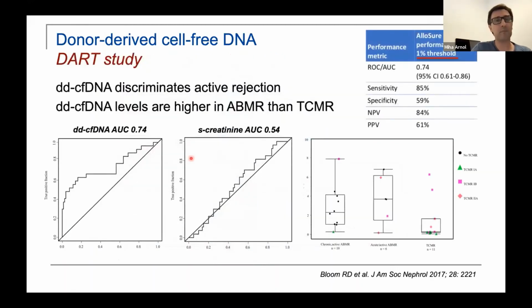And this is the landmark DART study. This study showed that donor-derived cell-free DNA accurately discriminates between active rejection versus no active rejection, and it definitely outperforms serum creatinine. In this study, the levels of donor-derived cell-free DNA were significantly higher in patients with antibody-mediated rejection as compared with patients with T-cell rejection. And specifically at this proposed 1% threshold, this biomarker has good utility in recognizing endothelial cell injury and is more sensitive to higher grade rejection, specifically vascular T-cell rejection or microvascular inflammation associated with antibody-mediated rejection.